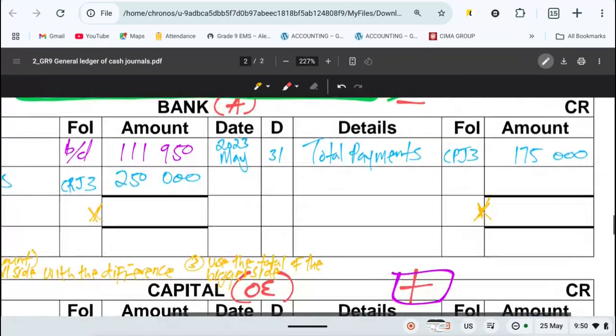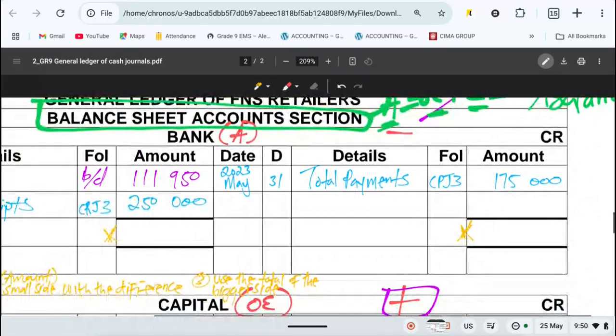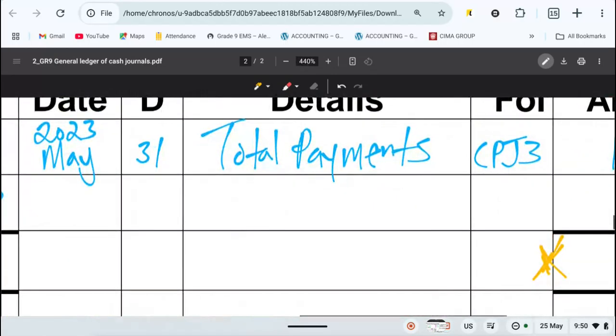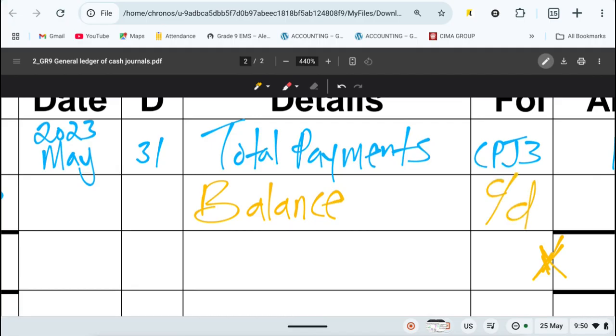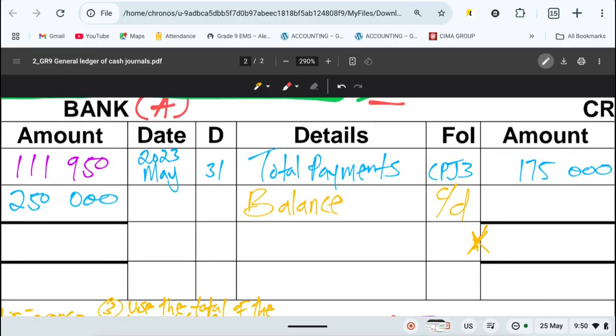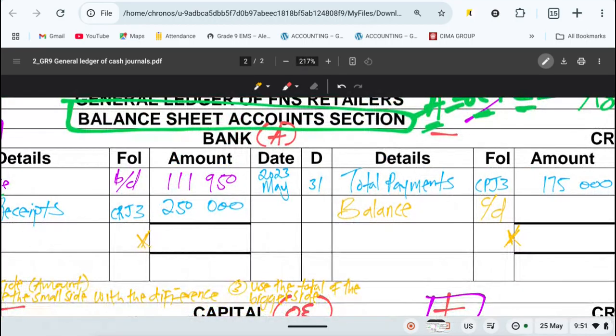When they say balance the small side, what we actually mean is, as we can see, the credit side is the smallest side. So I'm going to write balance here. I'm going to balance the credit side. So the credit side will be CD. CD, guys, means carried down. That is the closing balance at the end of the month. How much is in that account at the end of the month? That's CD. BD, how much is in that account at the beginning of the month. So it's going to be 111,000.